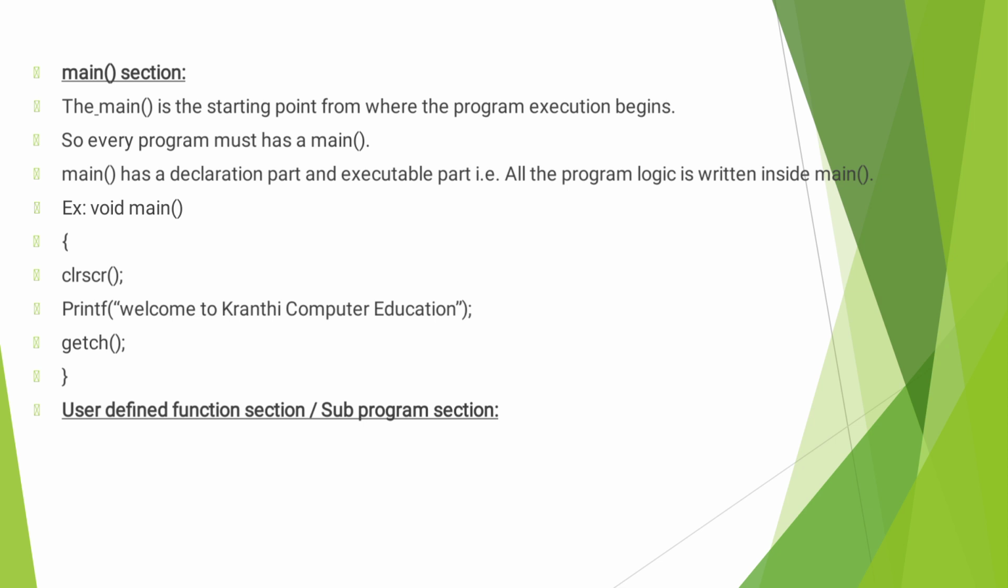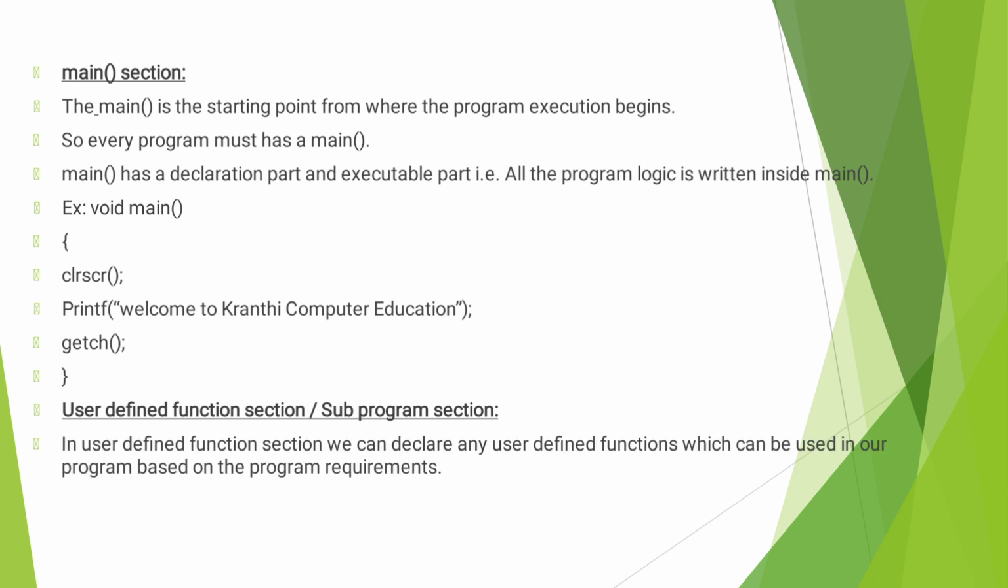Next, the last section is the user defined function section. This is also called the subprogram section. In this section, we can define any user defined functions. These functions can be used in our program based on the program requirements. If there is a requirement, we can create a user defined function. If there is no requirement, then we do not declare user defined functions here. So the user defined function section is not mandatory in all C programs.